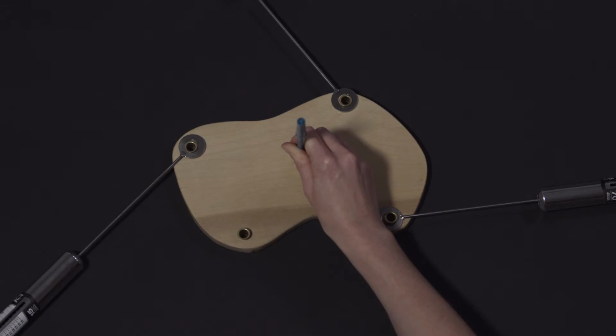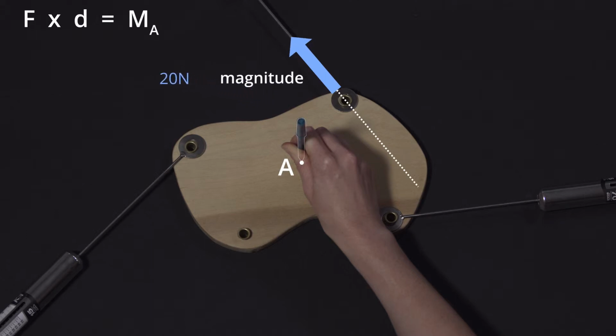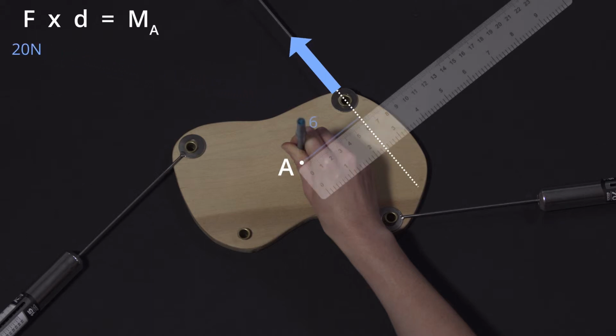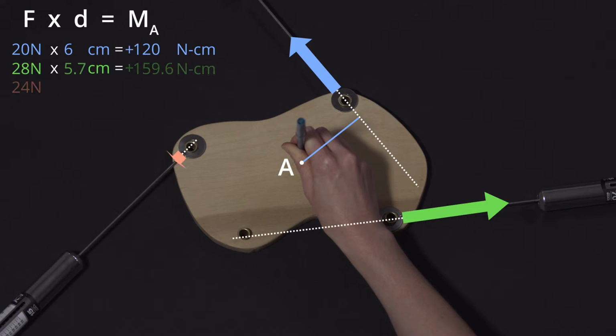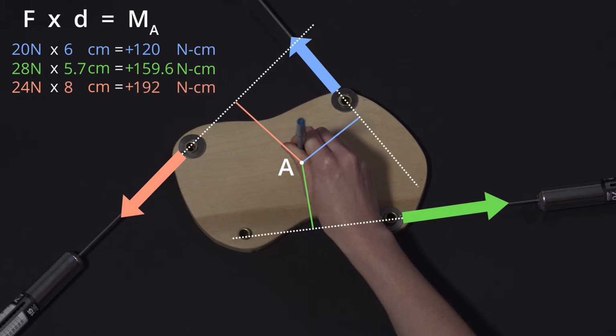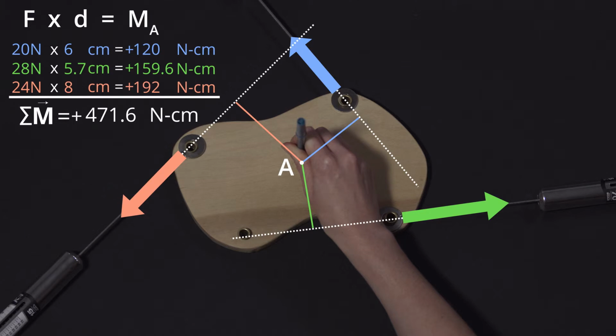Now consider a rigid body that carries three arbitrary forces. To determine if it will rotate, we can take moments about any point A. To calculate the moment created by the first force, we multiply its magnitude by the perpendicular distance from its line of action to A. As you can see, the moment from this force is counterclockwise, so we call it positive. We can do the same for each of the other applied forces, and we find that there is a net counterclockwise moment. When these forces are applied, the body clearly rotates counterclockwise, which is consistent with our calculations.